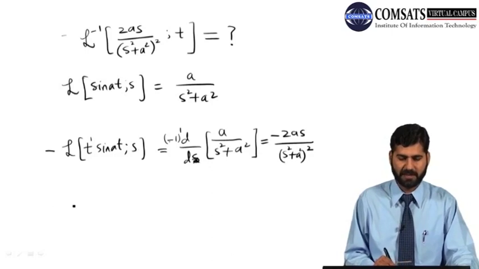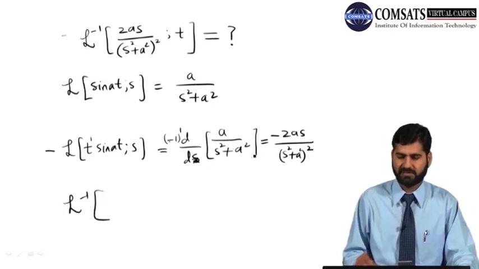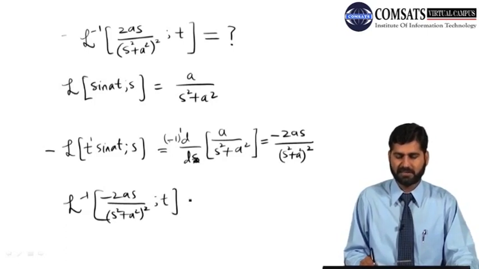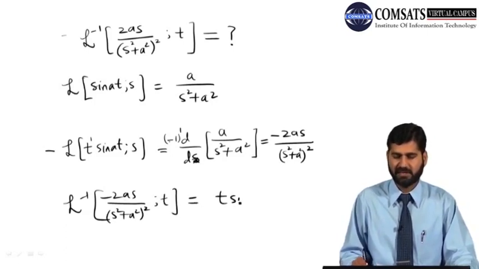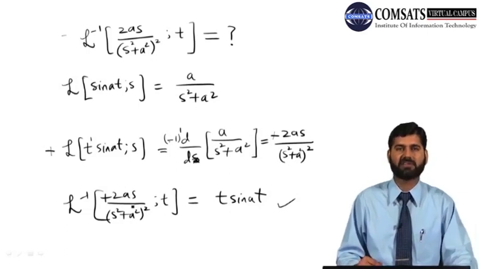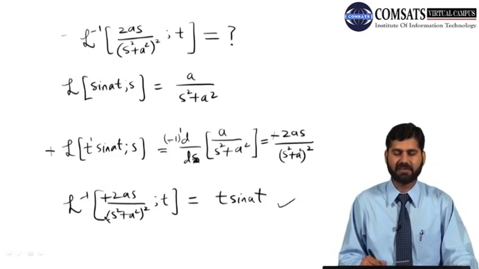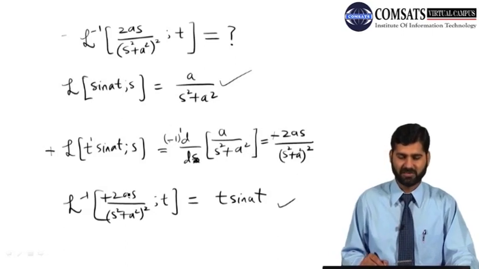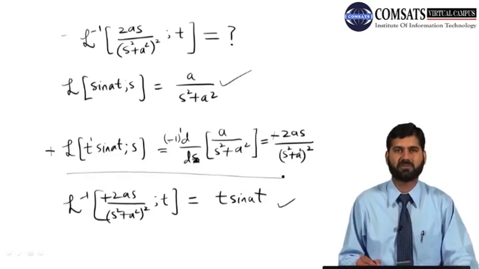So it means that the Laplace inverse of this right hand side, minus 2as over s square plus a square, whole square, is nothing but t sine at. And this minus is compensated with this minus, and this minus is gone. All right. So this is what I got. After some manipulation, I got the Laplace inverse of this thing, just by observing that this is the derivative of some well-known transform. All right. So we use that property of Laplace transform to get this one.